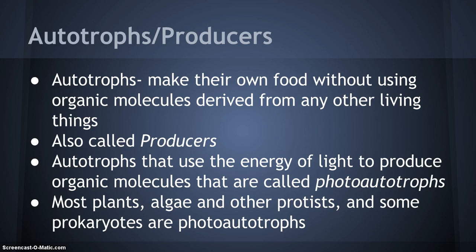Autotrophs that use the energy of light to produce organic molecules are called photoautotrophs. We do have autotrophs that do not use the energy from the sun, but they use other sources of energy to create glucose and other sugars. These ones are photoautotrophs. Most plants, algae, and other protists and some prokaryotes are photoautotrophs. If it goes through photosynthesis, it is a photoautotroph.